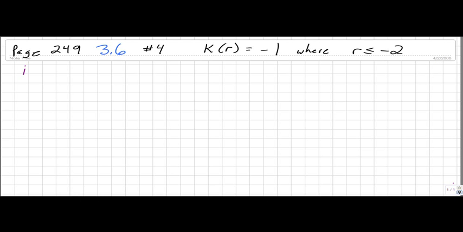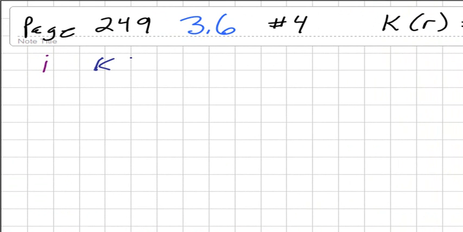Alright, from the homework on page 249, section 3.6, number 4, we have k of r equals -1, where r is less than or equal to -2. For part I, we are asked to find a formula for its reflection through the vertical axis. What this simply means is that I'm going to replace r in k of r equals -1.